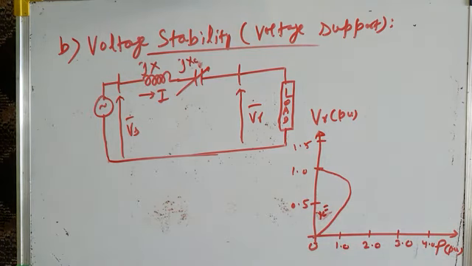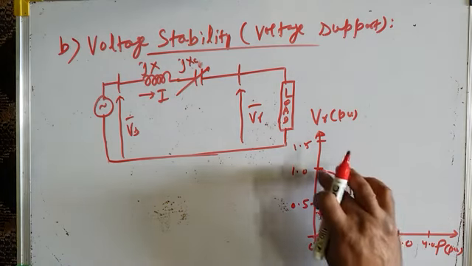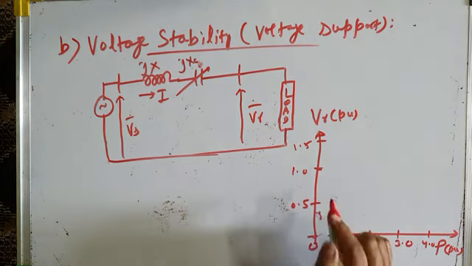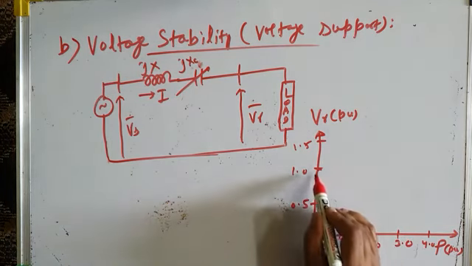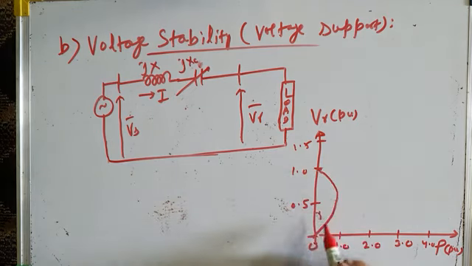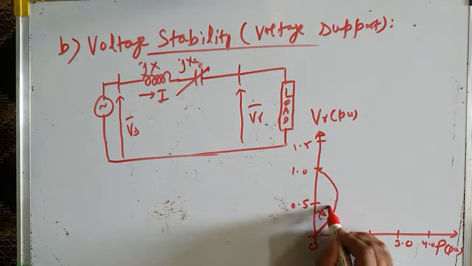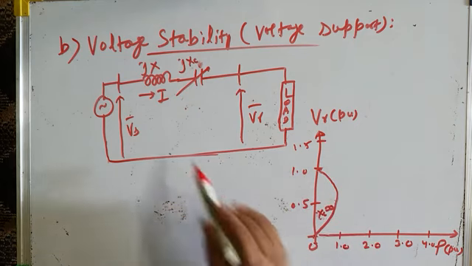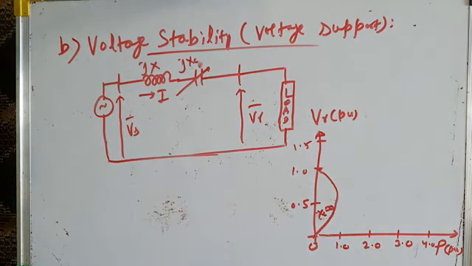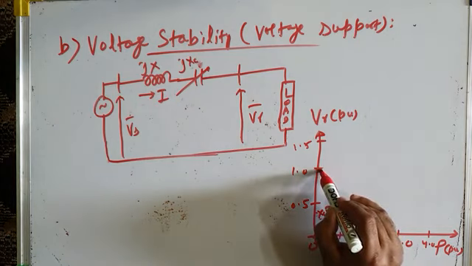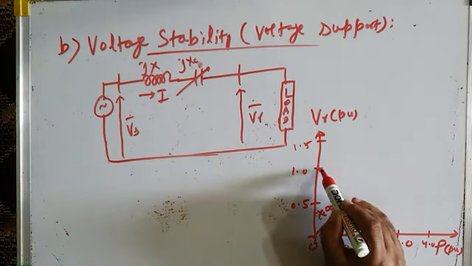This is for XC equal to 0. I should redraw it. This is for XC equal to 0. That means when there is no capacitive compensation, series compensation. Okay. Now when series compensation is provided, the graph becomes like this.